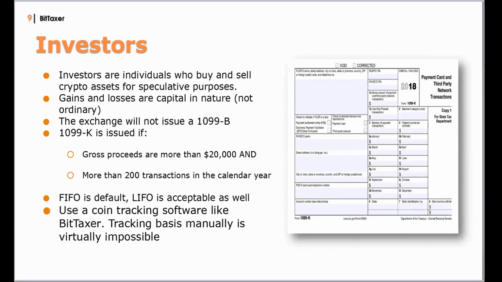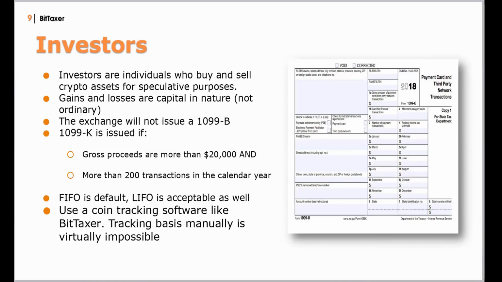The most important thing is that your clients will not get a 1099-B from a cryptocurrency exchange. In rare cases, they will get a Form 1099-K, as indicated. You can see a picture over there. Some US-based exchanges issue 1099-Ks if gross proceeds are more than $20,000 and there are more than 200 transactions in the calendar year. So you might see a 1099-K in rare instances, but note that in the 1099-K you can only see the proceeds. It doesn't show you the cost basis.